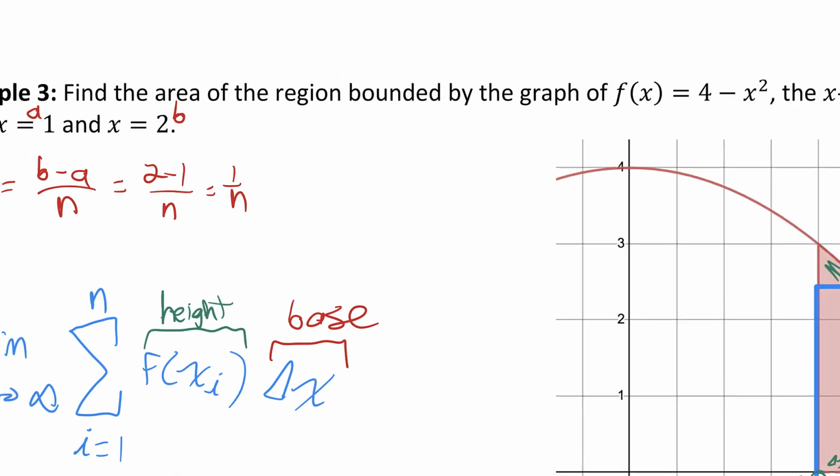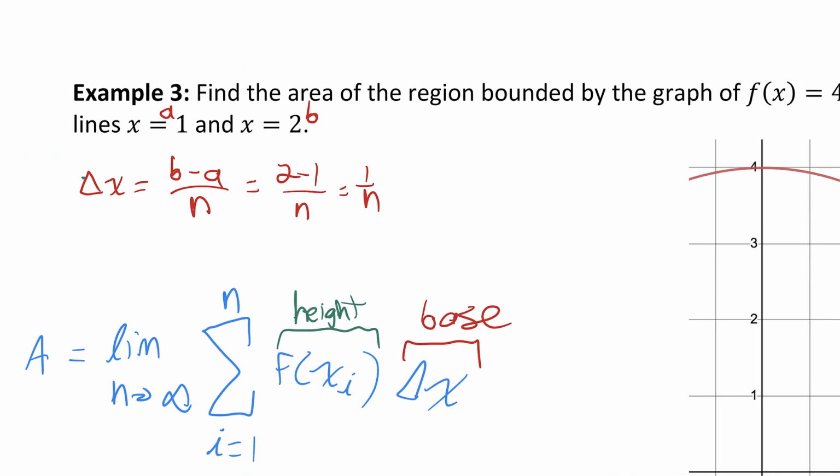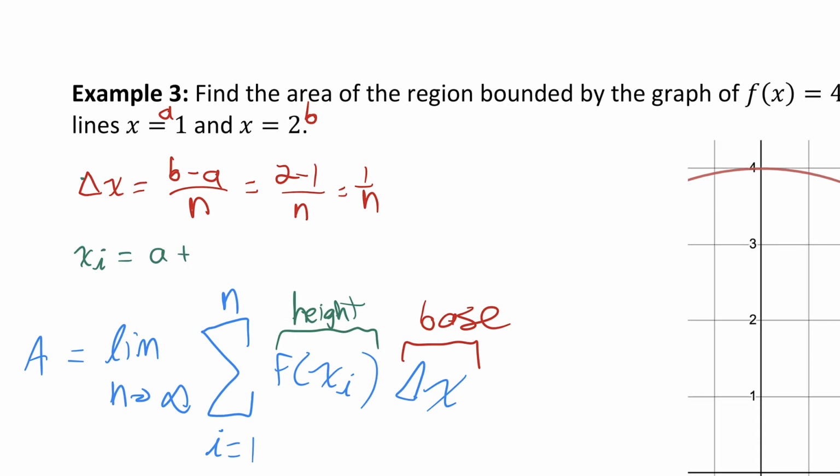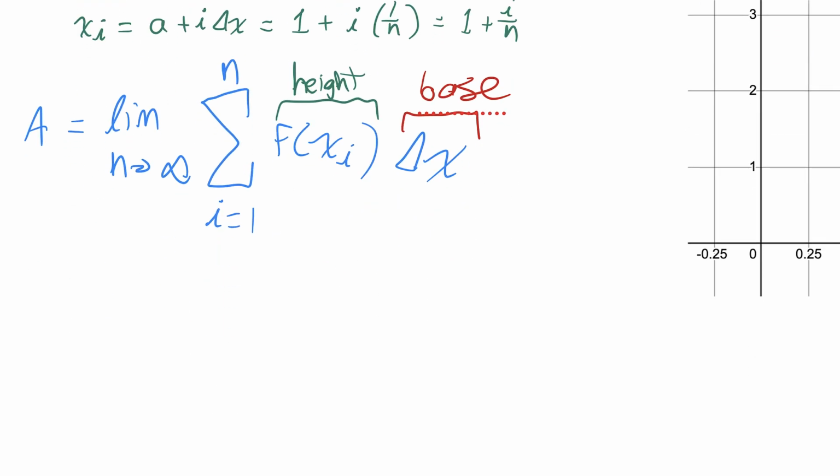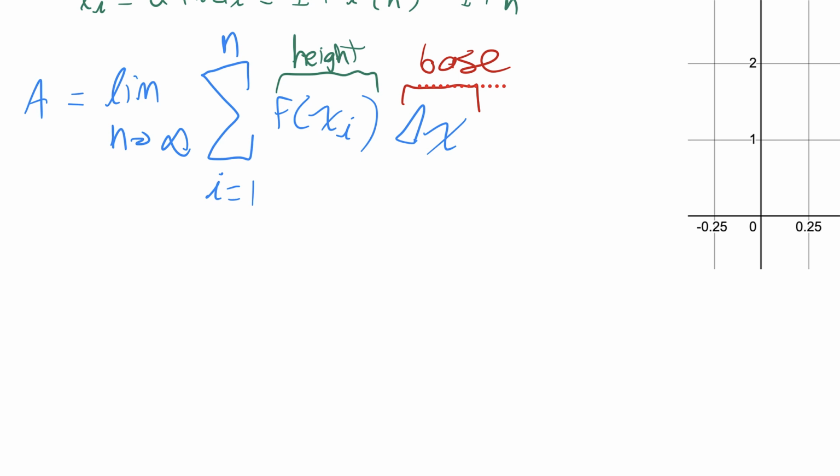So remember the general formula for getting the height. We will use x sub i, which we can calculate by doing a, our initial value, plus delta x, i times. In this question, a is 1, plus i times my delta x is 1 over n. This could simplify to just 1 plus i over n. So now I can just work with my summation formula. Let me rewrite the limit.